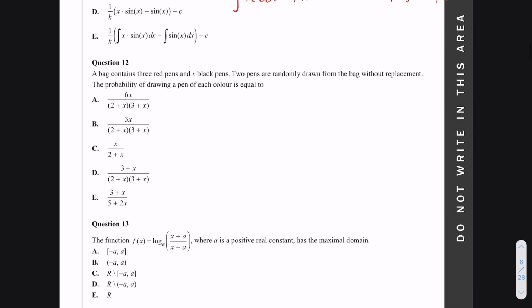Okay, a bag contains 3 red pens and X black pens. 2 pens are drawn randomly from the bag without replacement. The probability of drawing a pen of each color is equal to, so I think the best way to do this is a tree diagram. So we've got red, black, and then we're drawing two. So red, black, and then red, black.